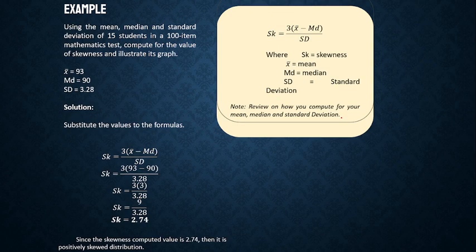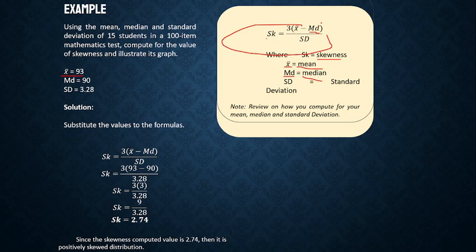For example, another example, no? Using the mean, median, and standard deviation of 15 students in a 100-item mathematics test, compute for the value of skewness and sketch its graph. So, to compute this one, we have the formula, no? The skewness is equal to 3 times quantity of mean minus median, MD, divided by standard deviation, where SK is skewness, bar X is mean, MD is the median, and the standard deviation denoted by SD.